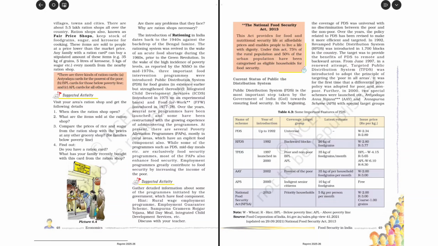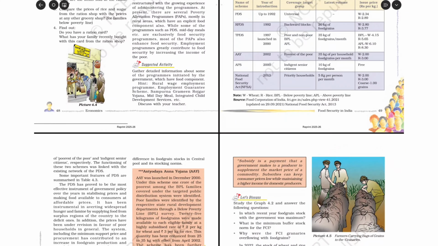From June 1997, in a renewed attempt, Targeted Public Distribution System, TPDS, was introduced to adopt the principle of targeting the poor in all areas. It was for the first time that a differential price policy was adopted for poor and non-poor. Further, in 2000, two special schemes were launched, viz. Antodaya Anna Yojana, AAY, and Annapurna Scheme, APS, with special target groups of poorest of the poor and indigent senior citizens, respectively. The functioning of these two schemes was linked with the existing network of the PDS.